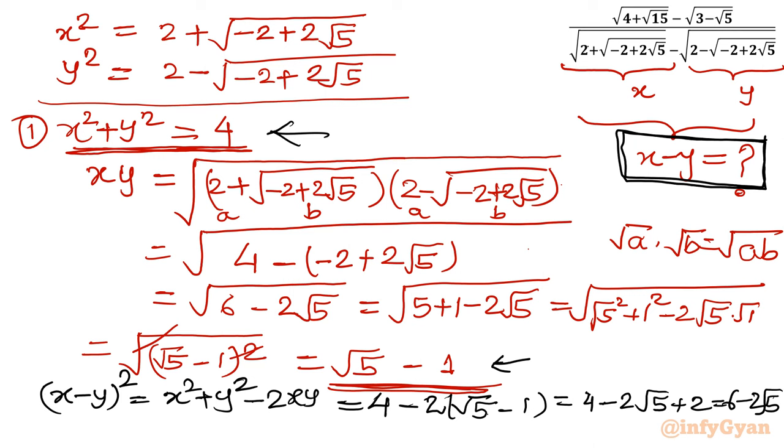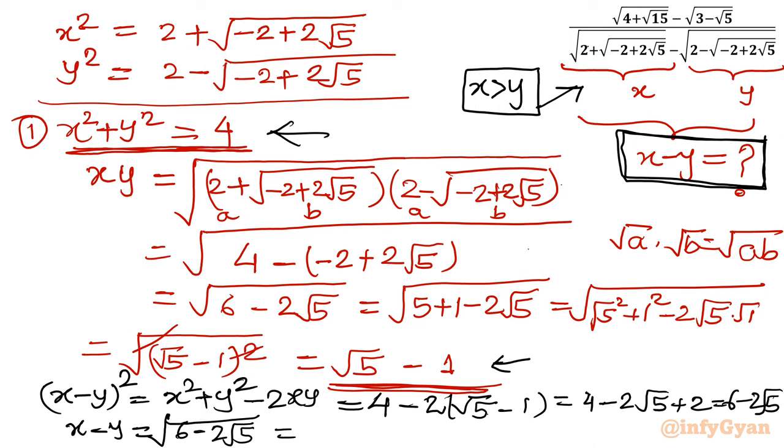Now you know that once I take the square root, it will give us 2 values. It is clear. But if you notice in the original question, x is always greater than y. So x minus y cannot be negative. Okay, x is bigger than y, so x minus y will always be positive. So what is the value of x minus y? X minus y will be the square root of 6 minus 2 root 5.